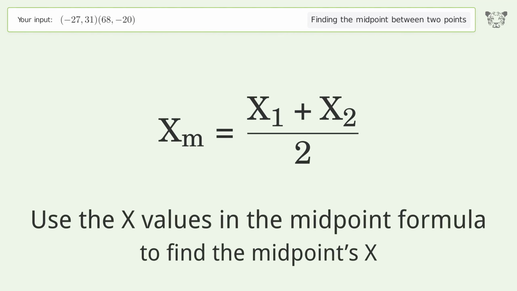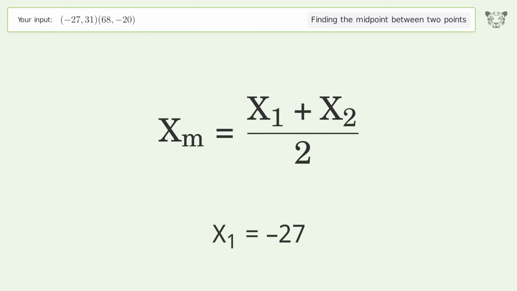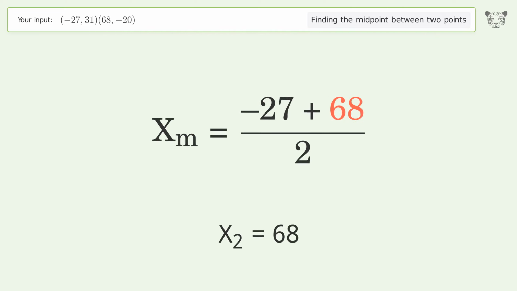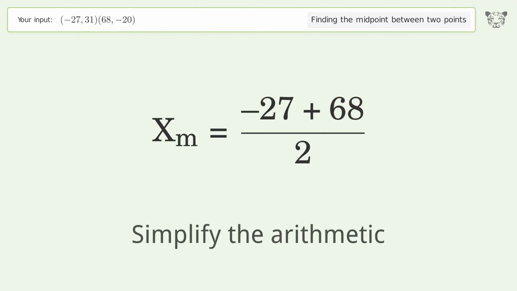Use the x values in the midpoint formula to find the midpoint's x. x1 equals negative 27. x2 equals 68. Simplify the arithmetic.